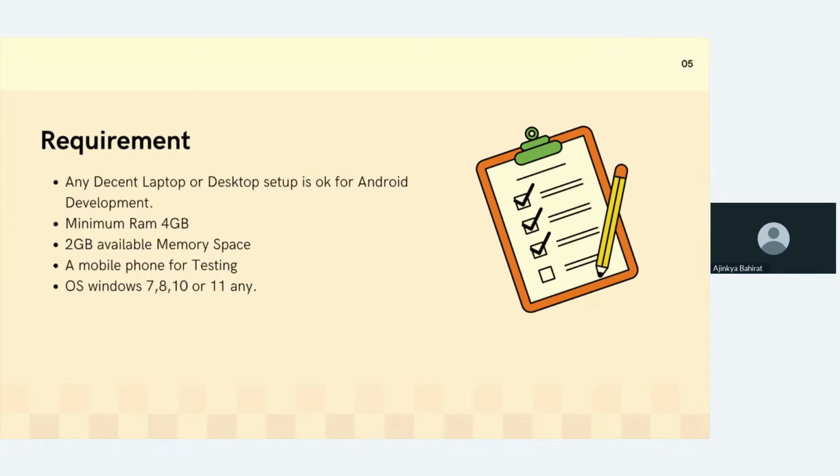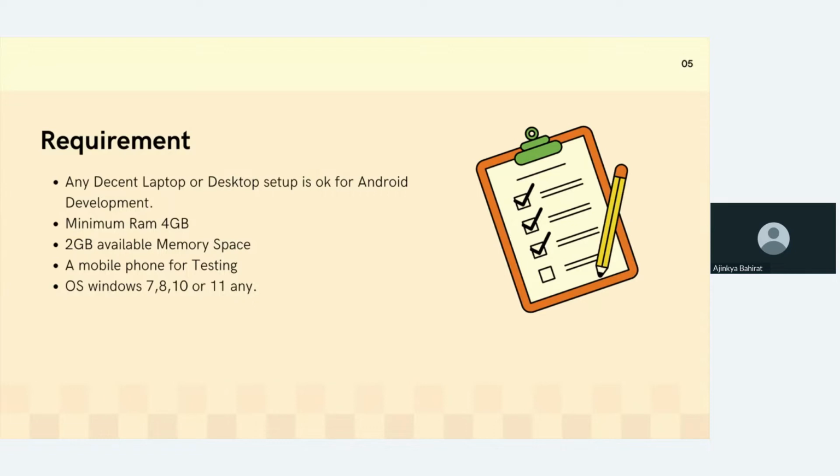It is not recommended to use anything below these requirements, because the efficiency of development will not be okay below this environment. You need a minimum RAM of 4 GB and 2 GB of available space on your memory, so it can easily read and write operations while creating the application. Also a mobile for testing, if you are not using a virtual device, which we will be talking about in a few minutes.